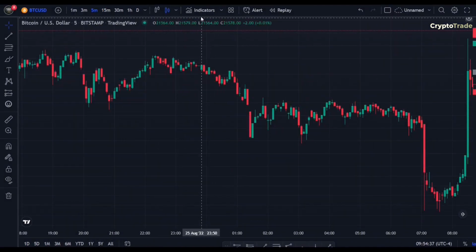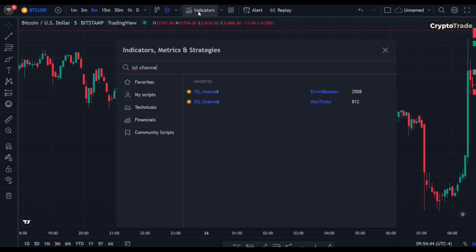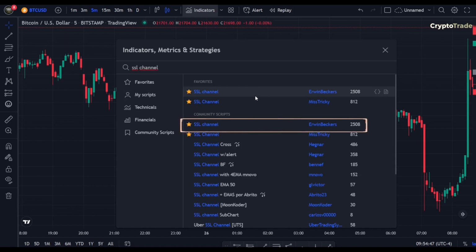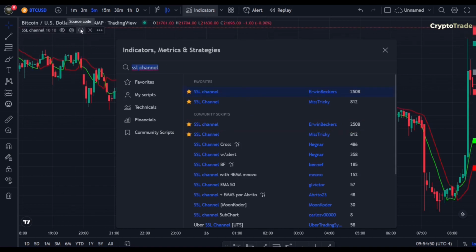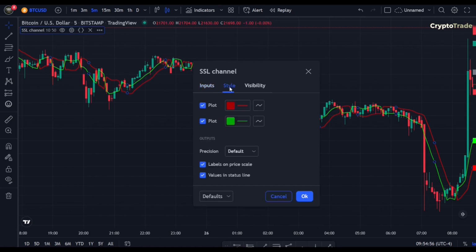To add the first indicator to the chart, open the indicator search bar in TradingView and type SSL channel. Select this indicator, as shown here in the video. In the Inputs tab, change the second period from 10 to 50. Everything else stays at the default setting.